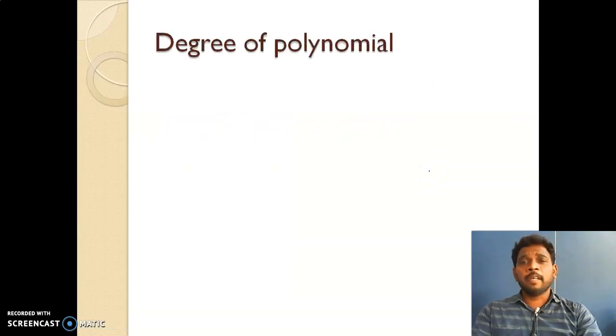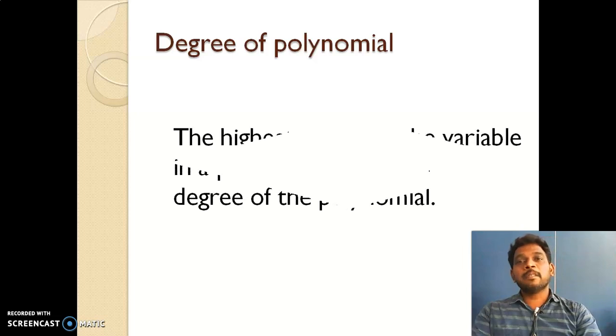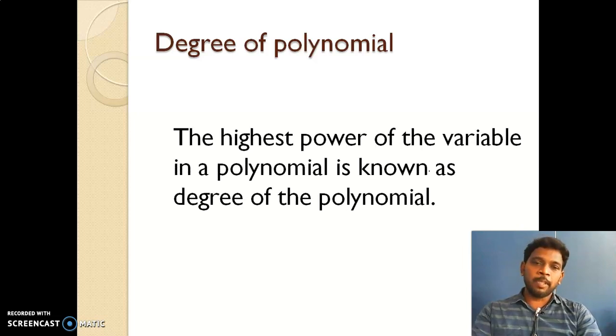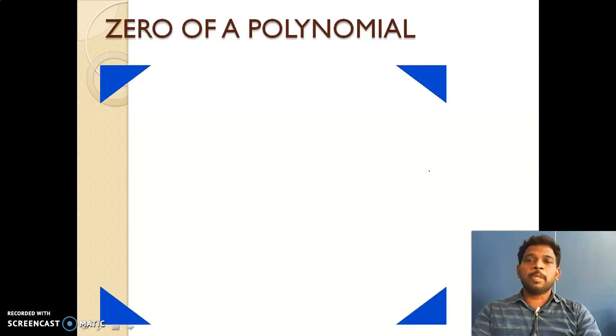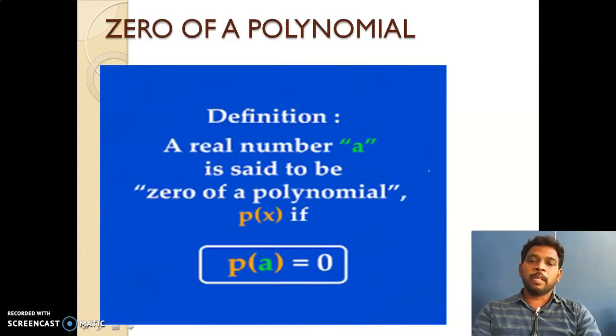Okay. And look at the next one, degree of the polynomial. How can we find out the degree of the polynomial? The highest power of the variable in a polynomial is known as the degree of the polynomial. And then zero of a polynomial. If you substitute any real number instead of the variable in a polynomial, and the value of the polynomial becomes 0, then that particular real number is said to be a zero of the polynomial.